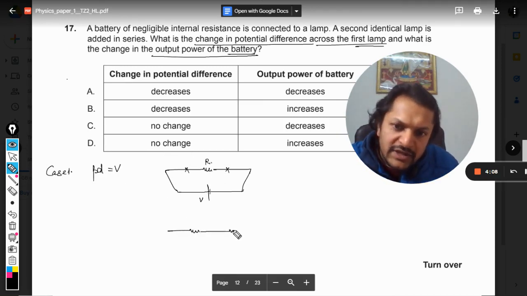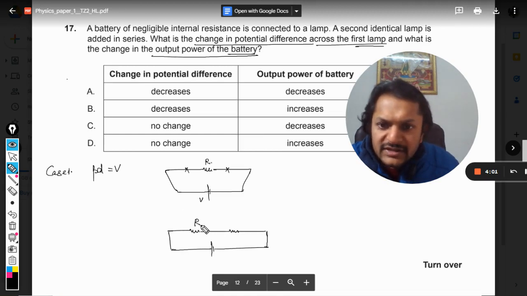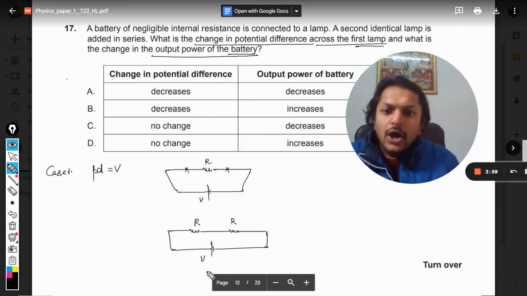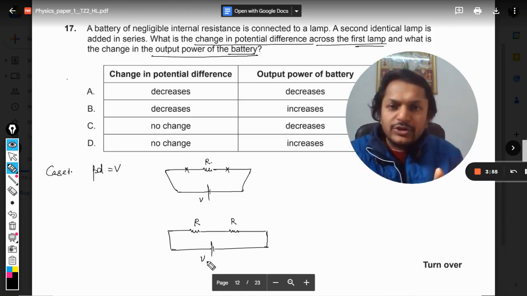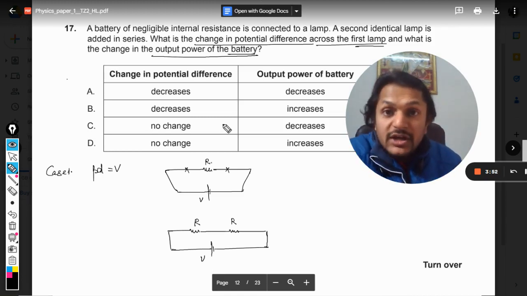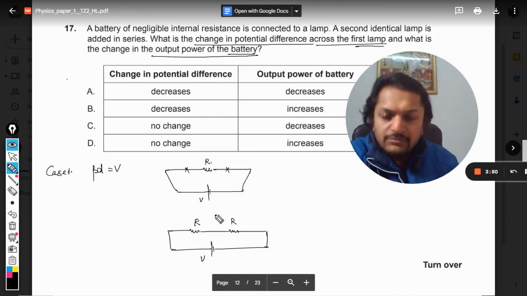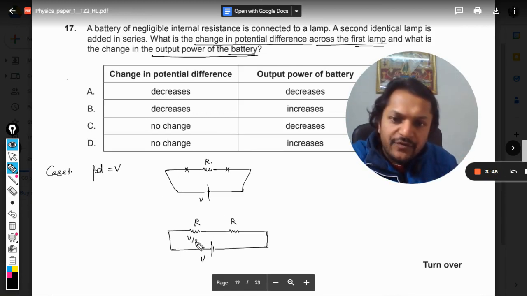Case number two is now that we have two identical lamps. So this is R and this is R and this is V. Obviously, in this second case, the total potential is divided across the two resistances and they are shared equally. So this will become V by 2 and this will also become V by 2.